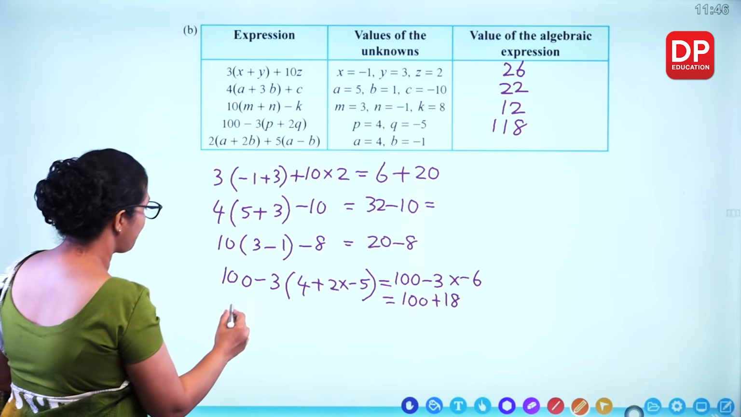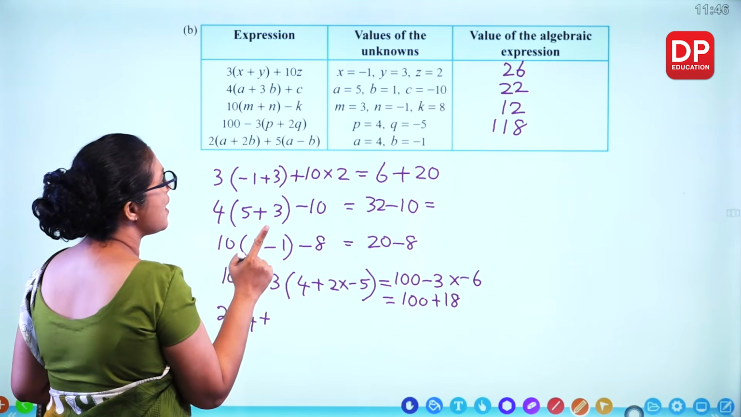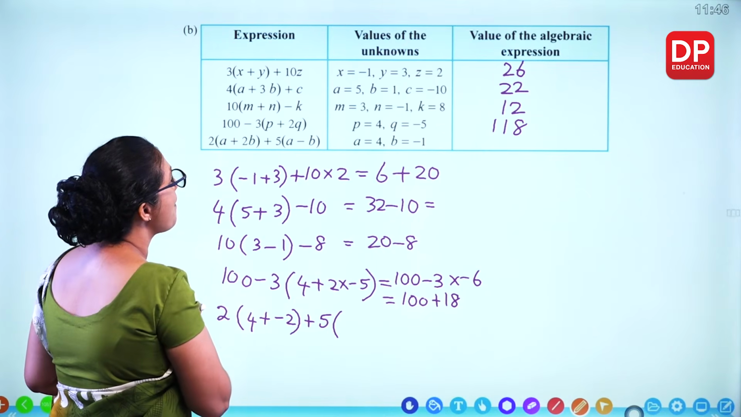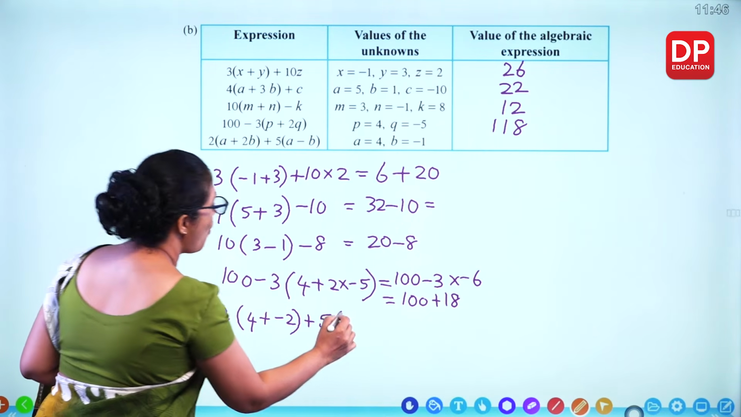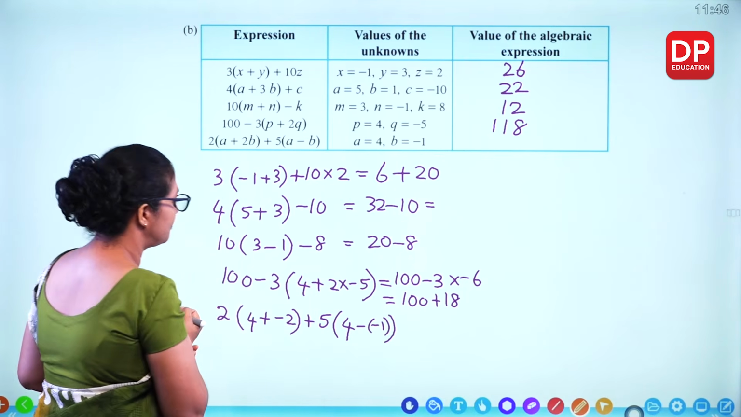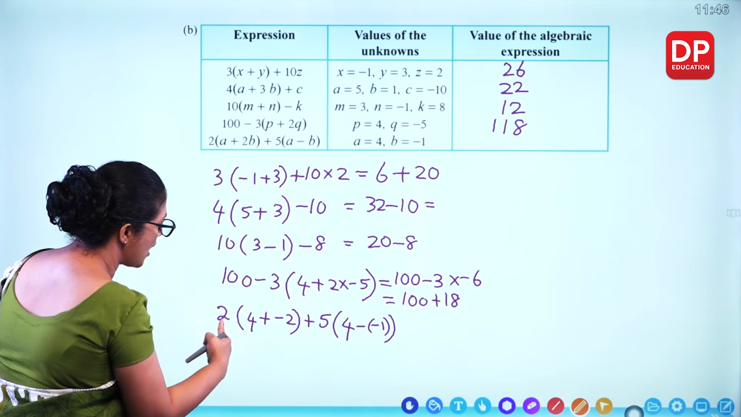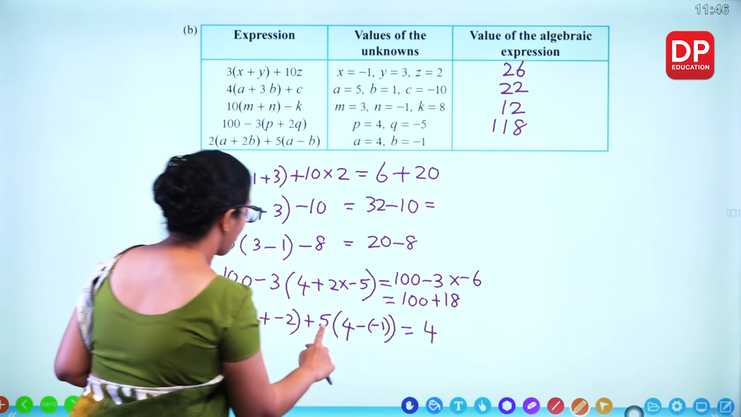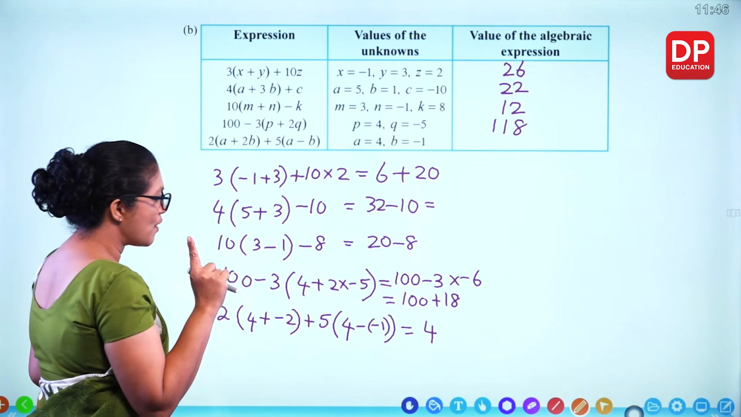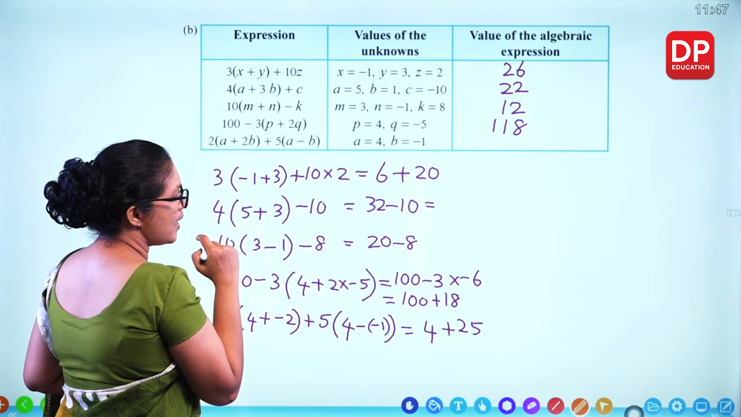And the last one, 2a is 4 plus 2b. 2 times minus 1 minus 2 plus 5a. a is 4 minus minus 1. We'll simplify inside. 4 minus 2, 2. 2 times 2, 4. This one, 4 plus 1. Minus minus plus 1. 4 plus 1, 5. 5 times 5, 25. So what's the value? You get 29.